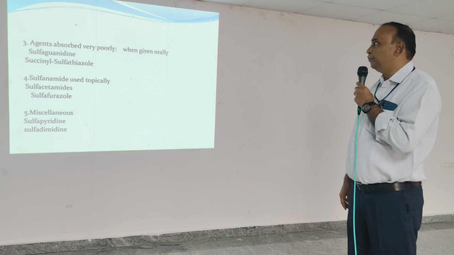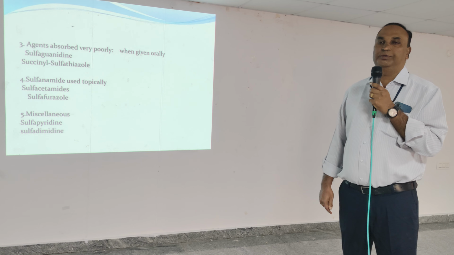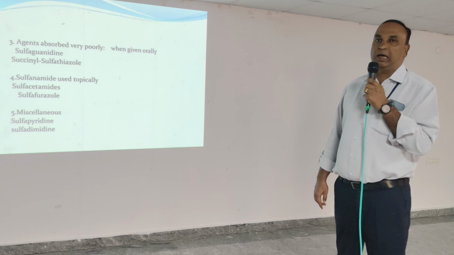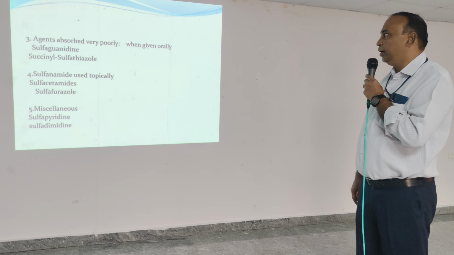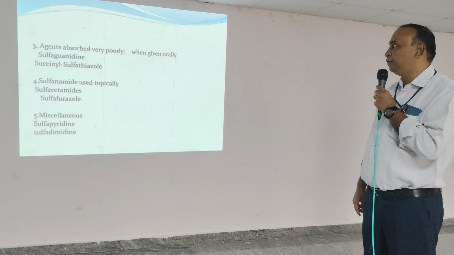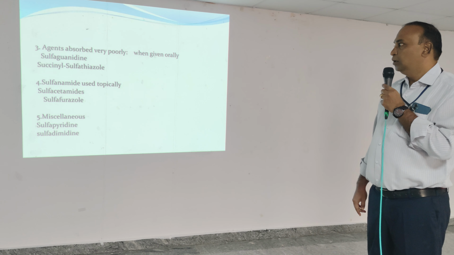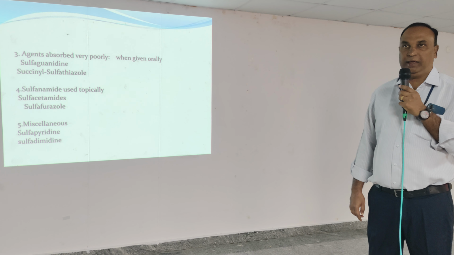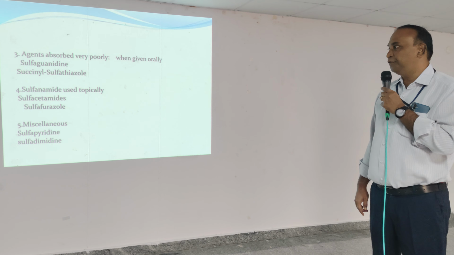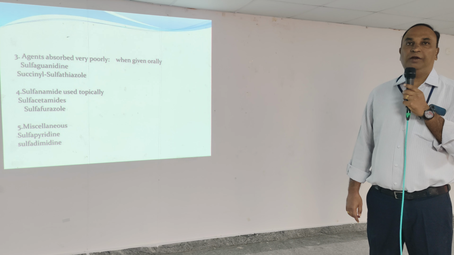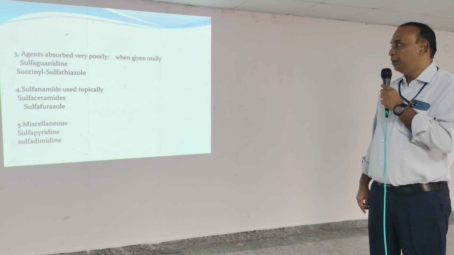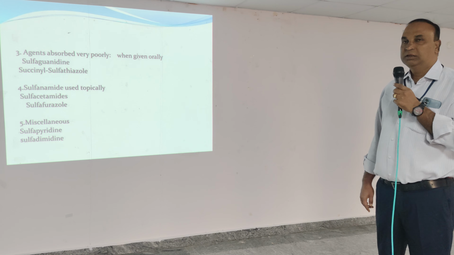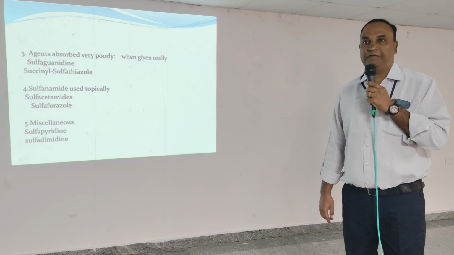Then the third class of drugs are agents that are absorbed very poorly when given orally. Examples are sulfaguanidine and succinylsulfathiazole. Fourth class of drugs are sulfonamides used topically. The examples are sulfacetamide and sulfafurazole. Coming to the fifth class of miscellaneous sulfonamides, we have sulfapyridine and sulfadimidine.